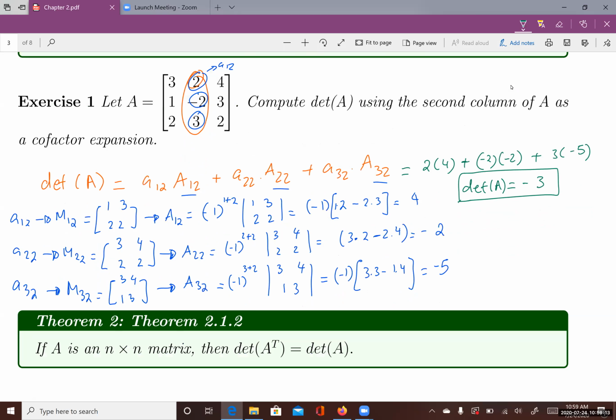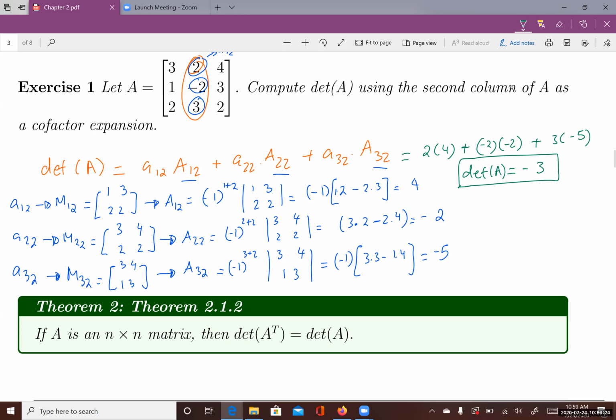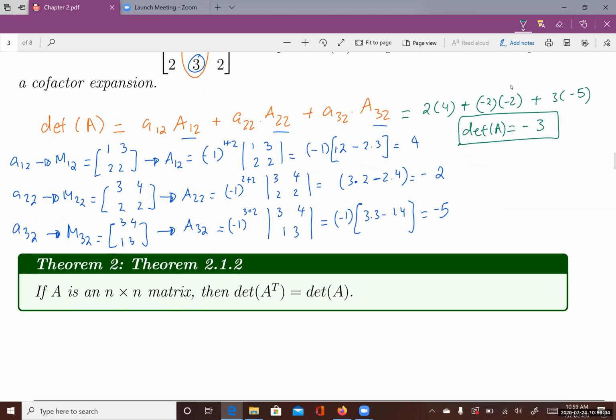So the determinant of A, again, using the second column as the cofactor, gives you the same answer. Again, you can pick any row or column, whichever gives you the most convenient way to compute the determinant, as long as you know how to use the formula, find the correct cofactors, and plug in the correct formula to find the determinant of A.